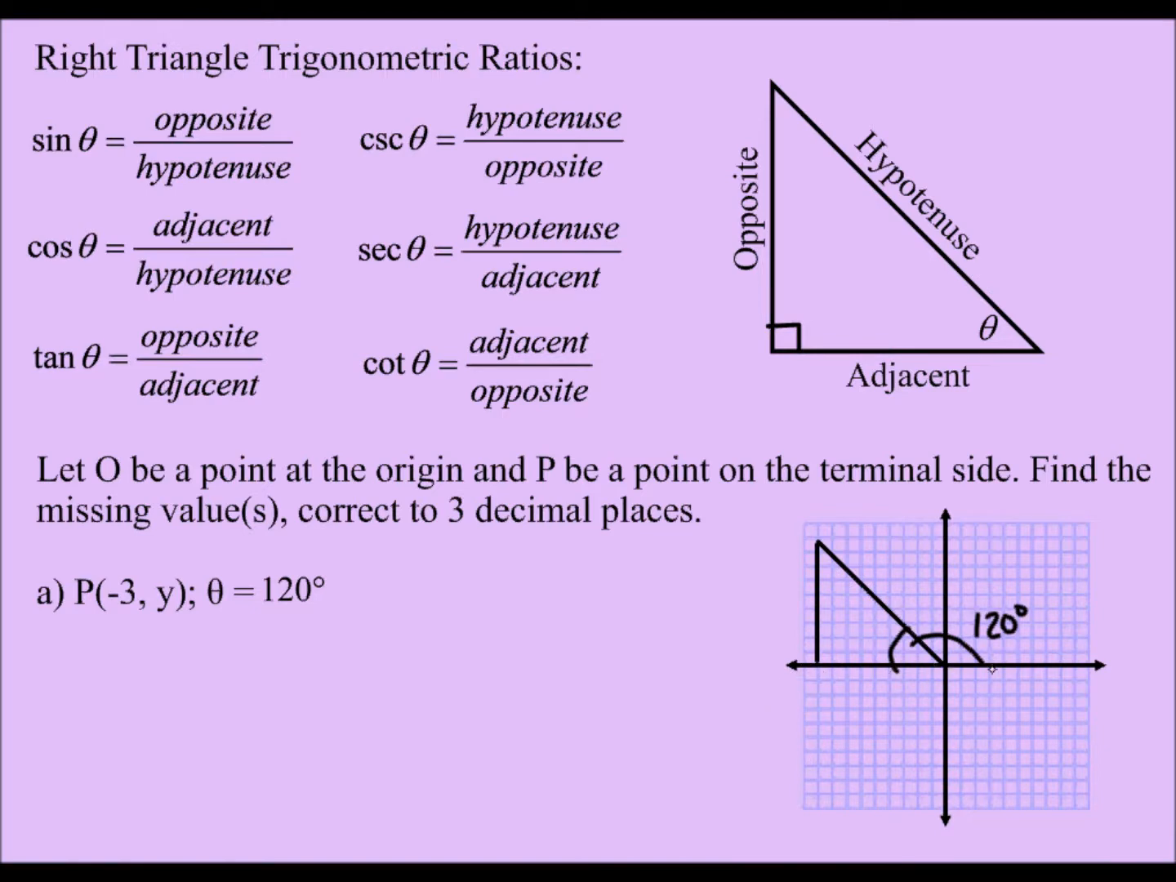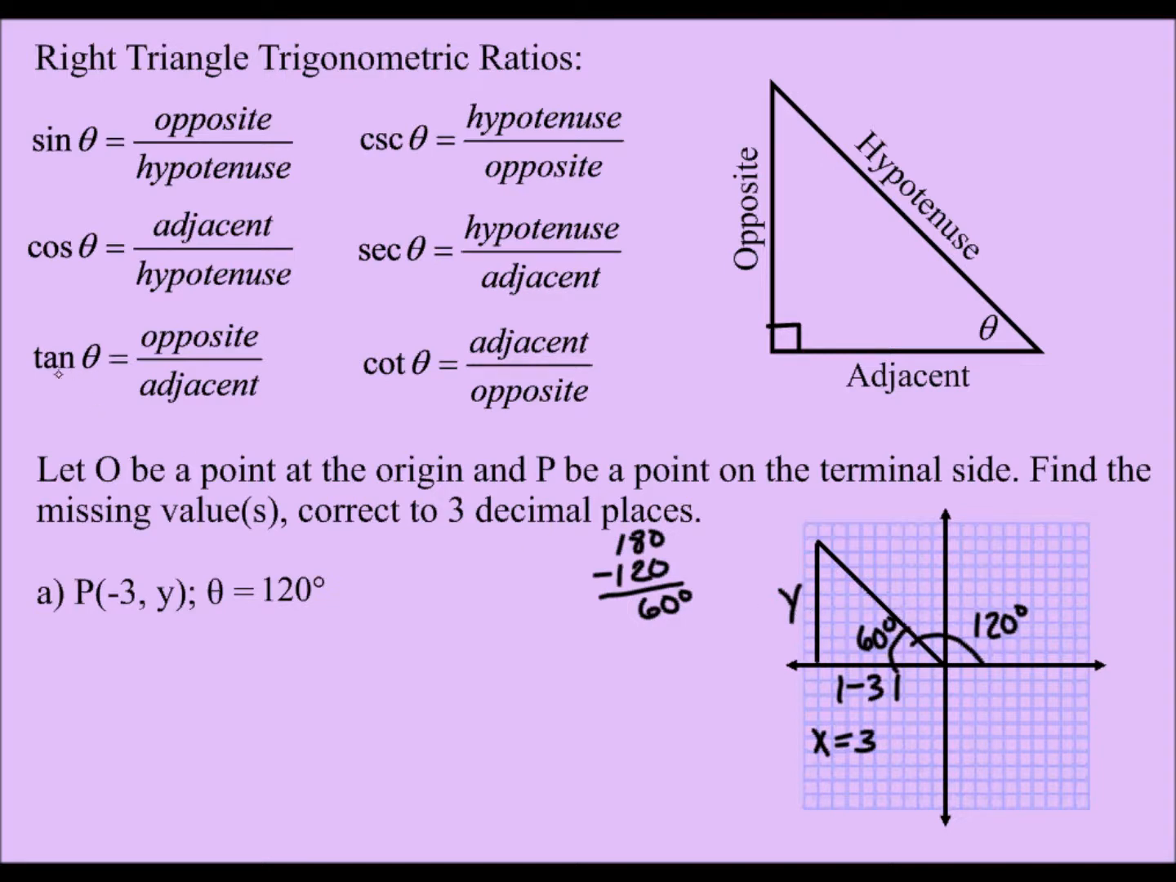Well, this is 180 degrees. This is 120 degrees. I'm going to subtract the two. So 180 minus 120, and that gives me 60 degrees. So this angle is 60. Negative 3, which is my x-coordinate, is going to go here. In order to use my trigonometric ratios, I'm going to take the absolute value of negative 3 so that I get x equals 3. Now, 3 is adjacent to 60. The missing coordinate y is opposite of 60 degrees.